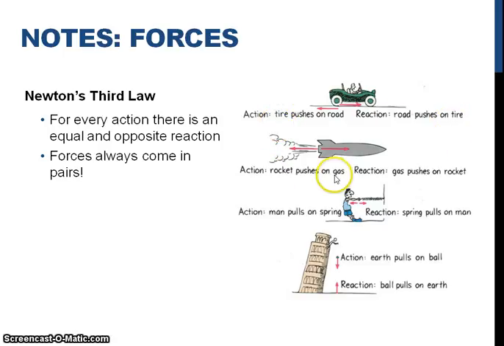If a rocket pushes on some gas particles, the gas particles push on the rocket, and the size of those arrows is the same. A man pulls on a spring, the spring pulls back on the man. And the one that I think is a little bit trickier is that if the earth is pulling down on something, like the force of gravity on an object, the reaction force is then that the ball has to pull on the earth. But the earth is so massive it doesn't really notice it that much.